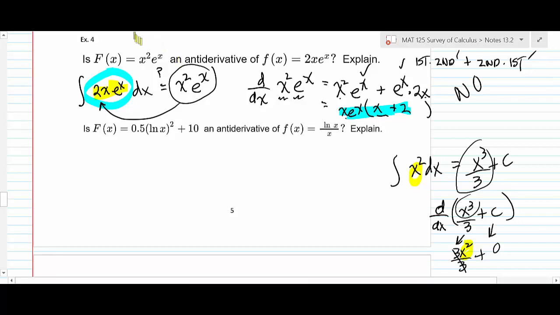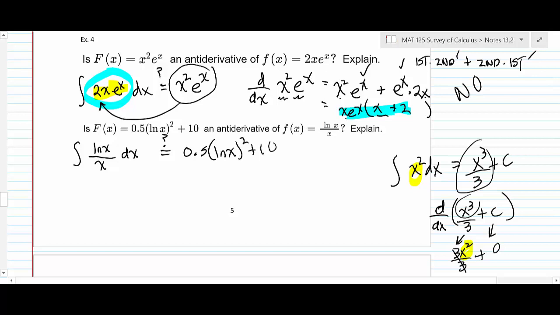Let's see on this one. So we're going to look at this the same way. So the question is, is this an antiderivative of this? What this question really is, is if we did the integral of ln x over x dx, would we get this?